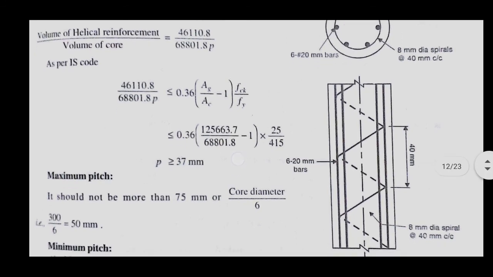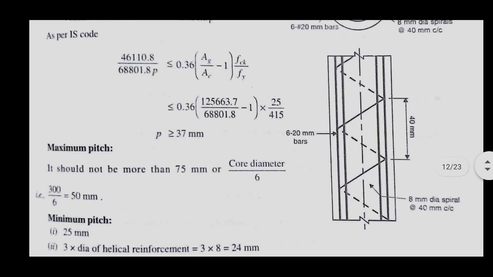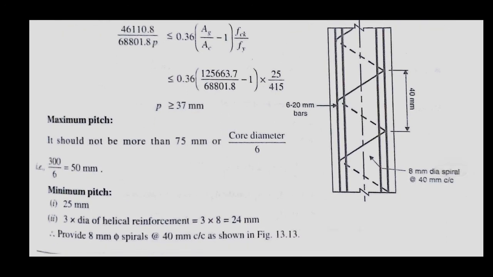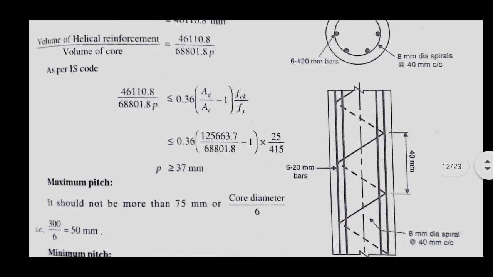Now, the maximum pitch should not be more than 75 mm or core diameter by 6, that is 50 mm. So it should not be more than 50 mm. The minimum pitch is 25 mm or 3 into the diameter of helical reinforcement, that is 3 into 8, 24 mm. So it should be between 24 mm and 50 mm. We can take it as 40 mm. Therefore, provide 8 mm dia spirals at 40 mm center to center as shown in the figure.